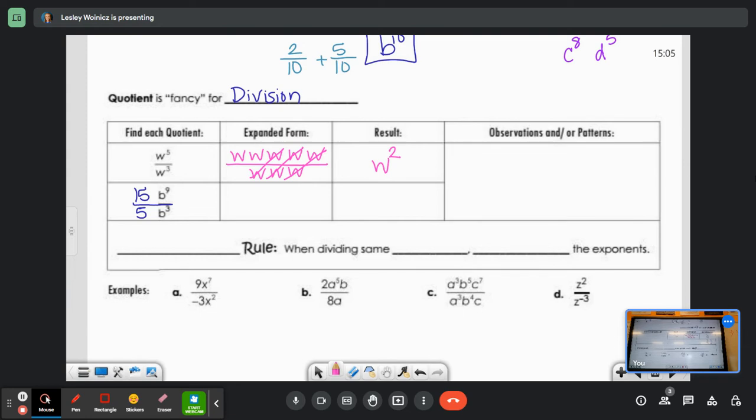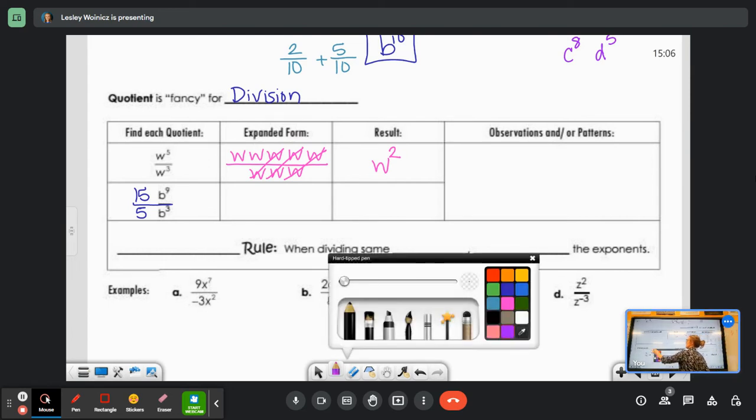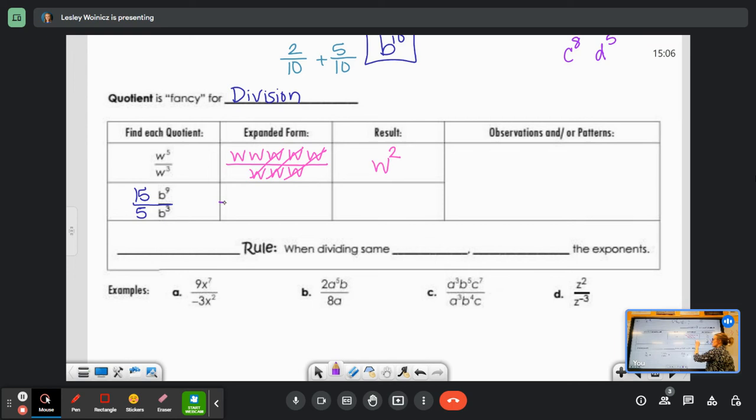All right. Let's expand. Now this one you have to write small because I gave you way too many b's. I'm sorry. Right? Small. So 15, isn't that 3 times 5? Okay, so we've got a 3 times a 5, and then you got to write 9 b's. This is why you're writing small. 1, 2, 3, 4, 5, 6, 7, 8, 9. Almost didn't fit. Okay, we've got a 5 on the bottom, and only 3 b's multiplied together.